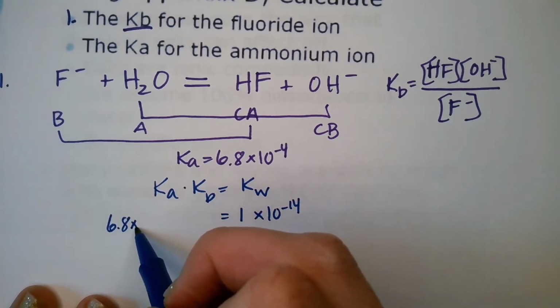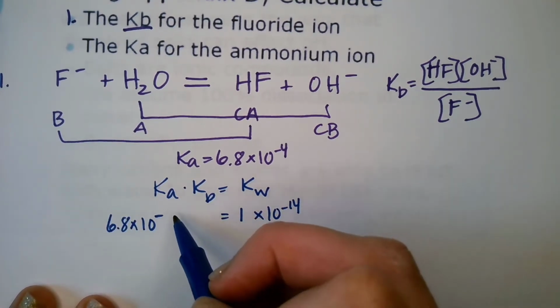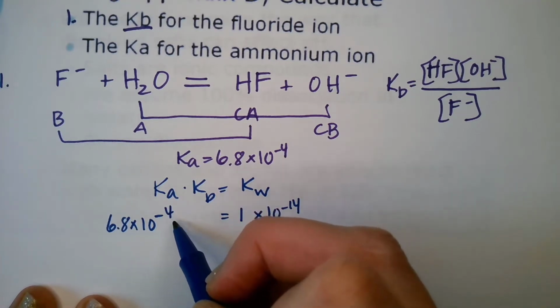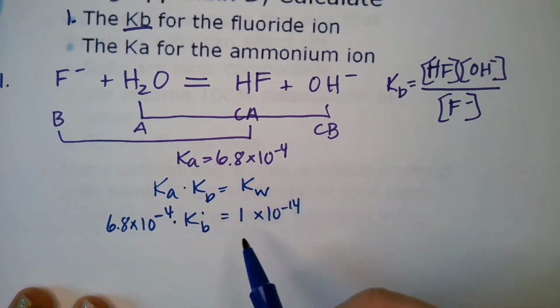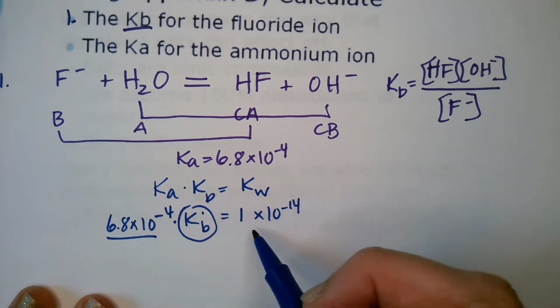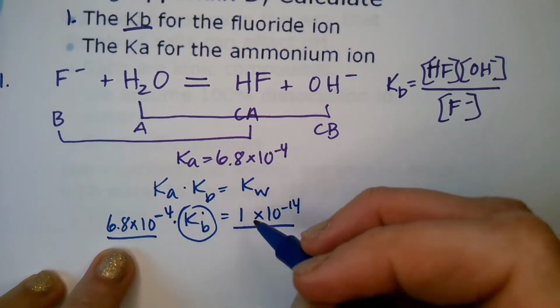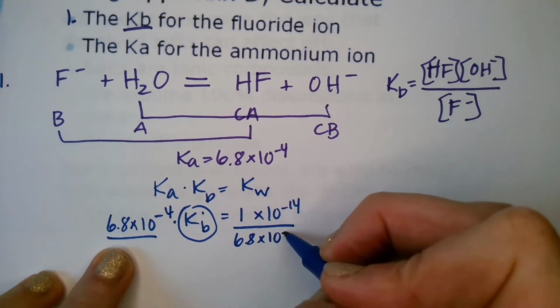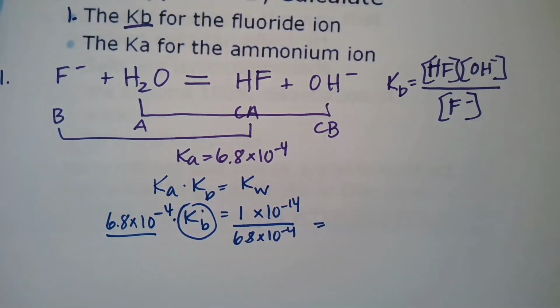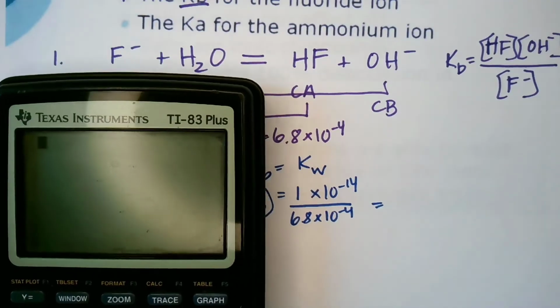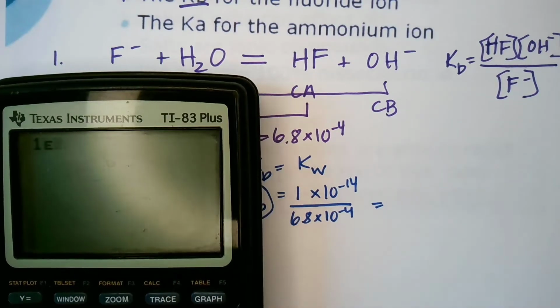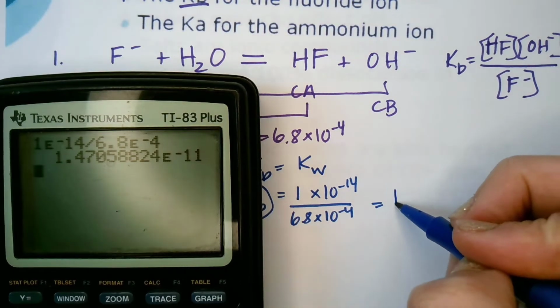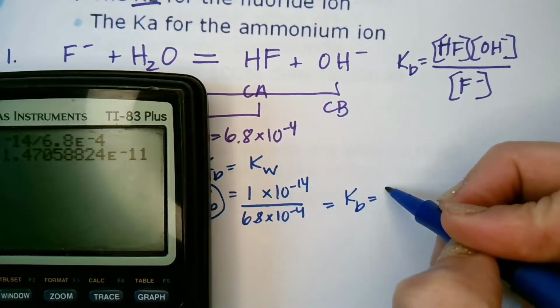So what we can do to find Kb, we can plug in our Ka, 6.8 times 10 to the negative 4, make sure that's right, yep, times Kb. We can solve this by dividing both sides by 6.8 times 10 to the negative 4. And let's both plug these into our calculator to make sure that we get the same number. 1 times 10 to the negative 14 divided by 6.8 times 10 to the negative 4.